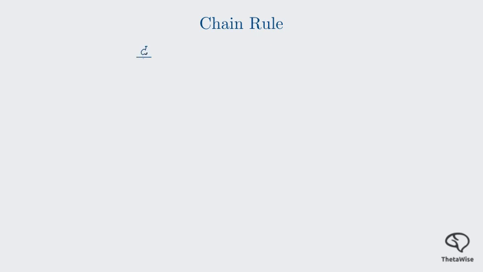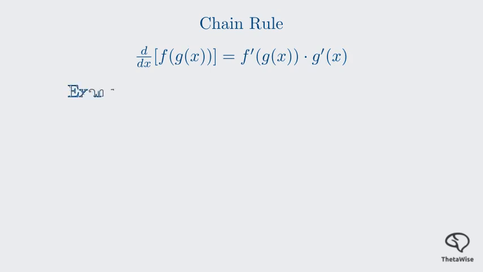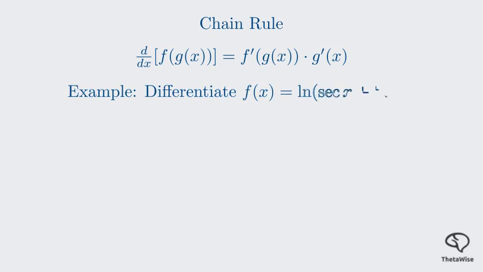The chain rule states that the derivative of an outer function f with an inner function g inside it is the derivative of the outer function with the inner function still inside, multiplied by the derivative of the inner function. Think of it as differentiating from the outside in. Let's use the composite function we just mentioned. Let f of x equal the natural log of secant x plus tangent x. Here, the outer function, f, is ln of something, and the inner function, g, is secant x plus tangent x. So g of x equals secant x plus tangent x.